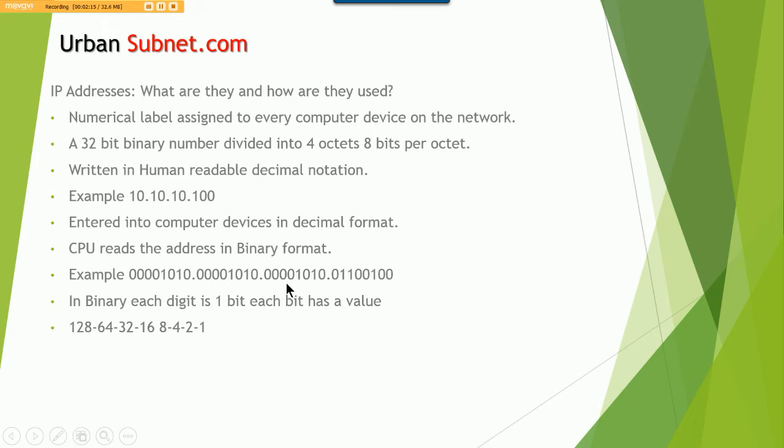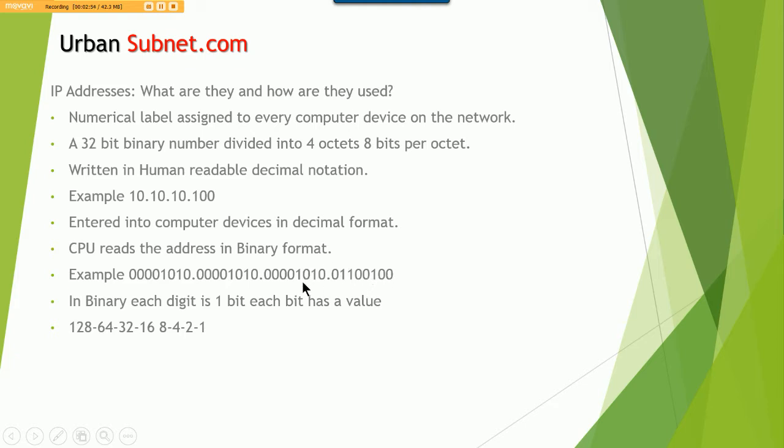Now in the binary numbering system, each digit is 1 bit, and each bit has a value. So with this system in place, the values are 128, 64, 32, 16, 8, 4, 2, 1. So each digit is 1 bit and each bit has a value. So let's take a closer look at this. If we look at the last octet here, in this example of this binary IP address, we look at the last octet.